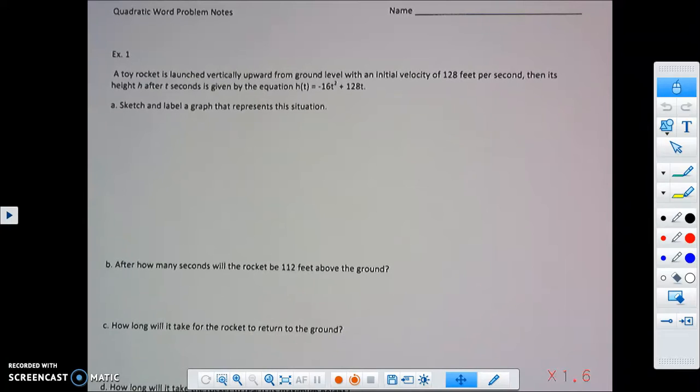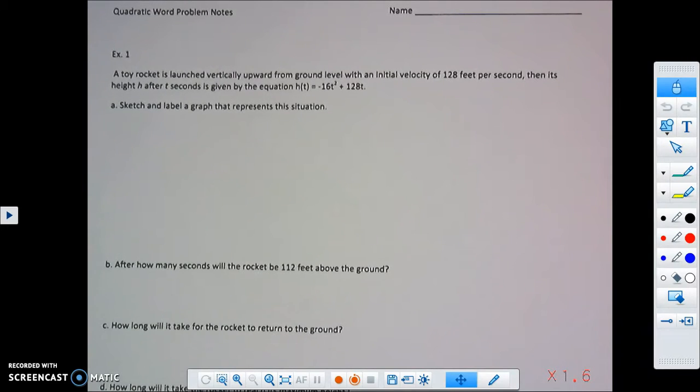Alright, today we're going to be talking about quadratic word problems. The first one that we're going to be dealing with is talking about a toy rocket. It's being launched vertically upward from ground level with an initial velocity of 128 feet per second. Then its height h after t seconds is given by the equation h of t equals negative 16t squared plus 128t. So there's a number of questions that they're asking us for this.